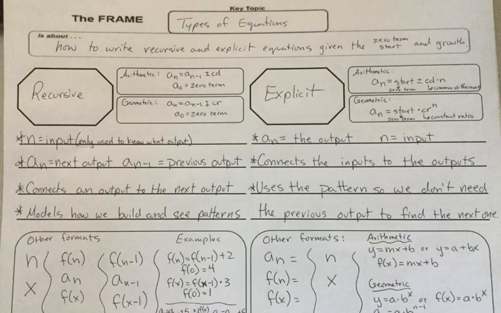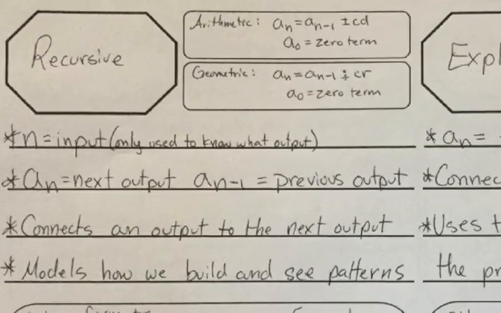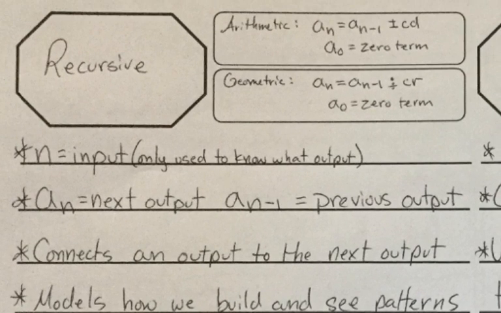So, looking just at the recursive. The recursive looks like this for the arithmetic version: a sub n equals a sub n minus 1, plus or minus the common difference, since it's arithmetic. That a sub n is our next output. A sub n minus 1 is our previous output. And then we also need to know where it starts. A sub 0 is that zero term. The n is represented by the input, but we only need to know that on the table to know what the output is.